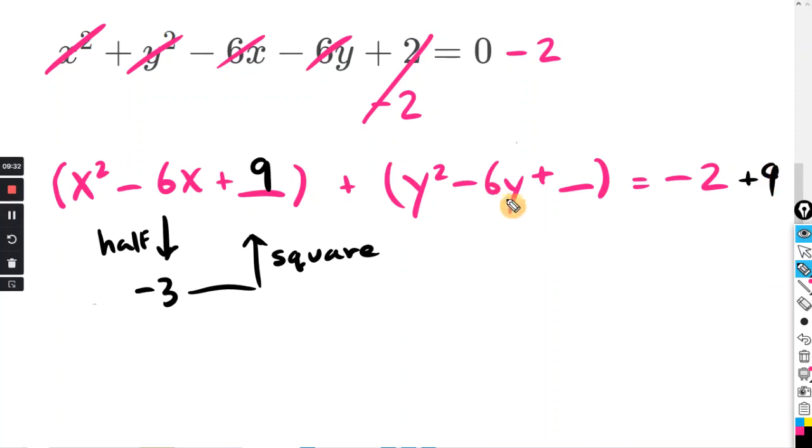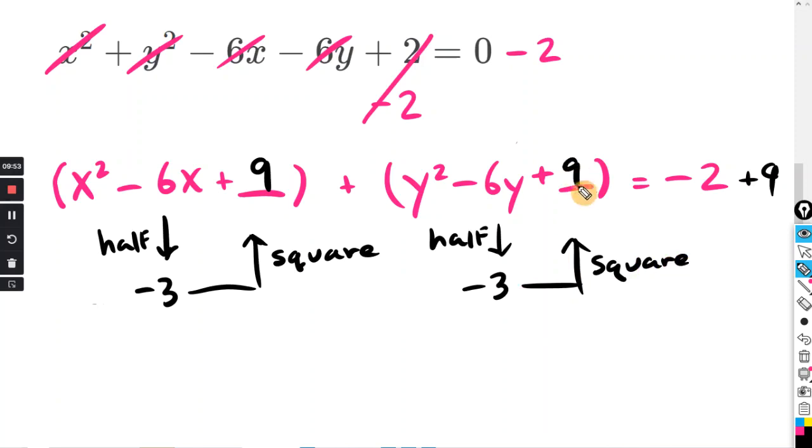Now let's do the y. Same exact thing. Go to the coefficient with y. It happens to be the same number in this case. It usually won't. You take half, that's going to be negative 3. And then you square it. Negative 3 times negative 3 is 9. If you add 9 on this side of the equation, you have to add 9 on the other side as well.